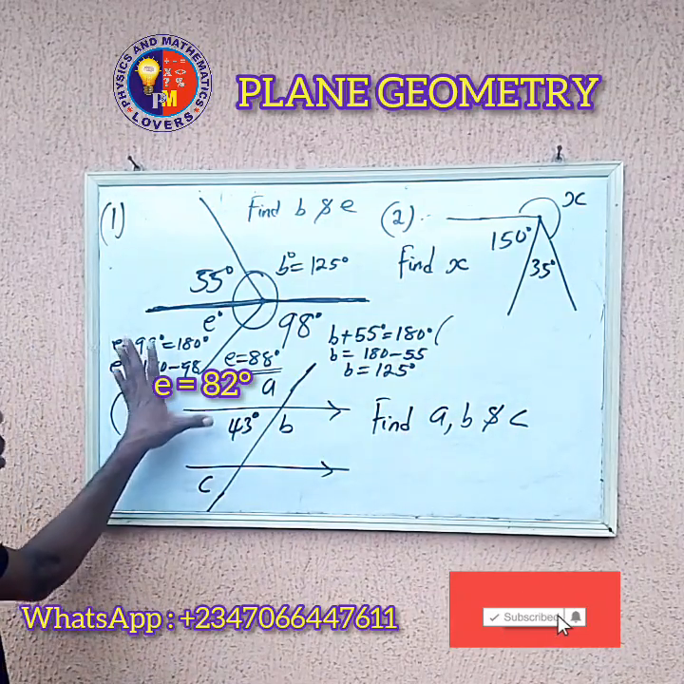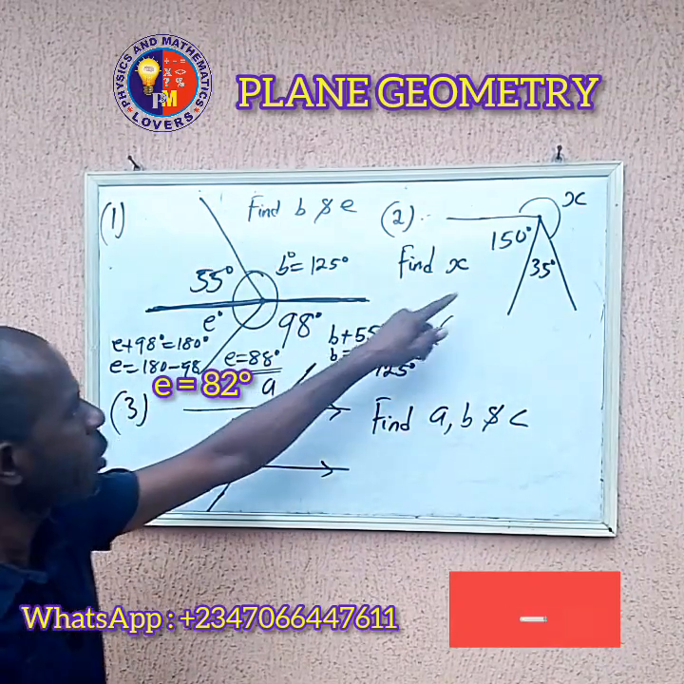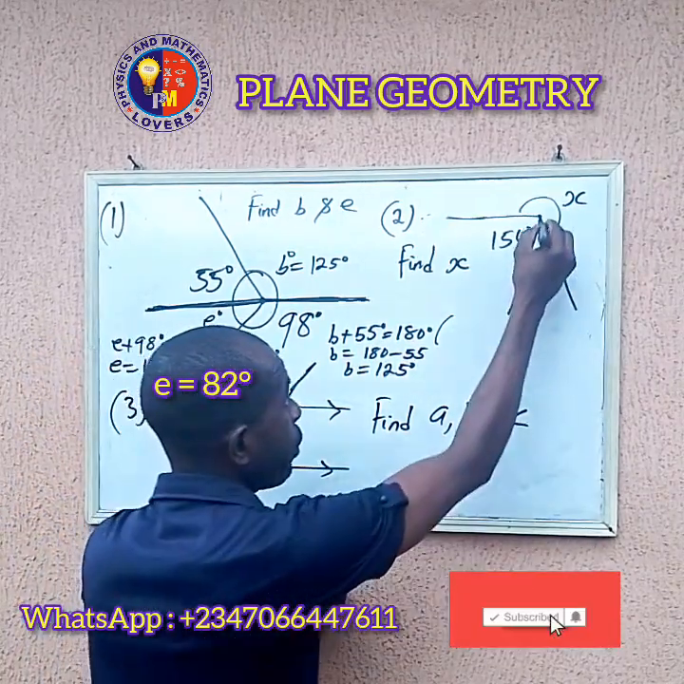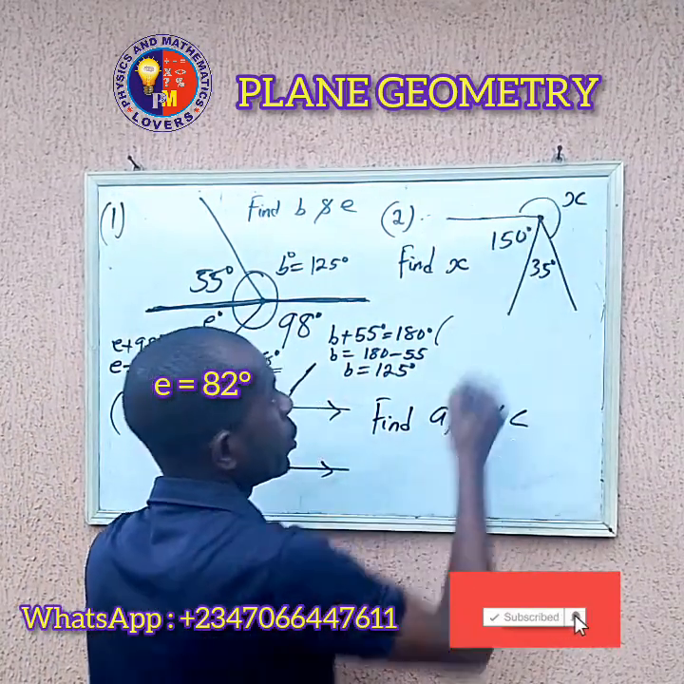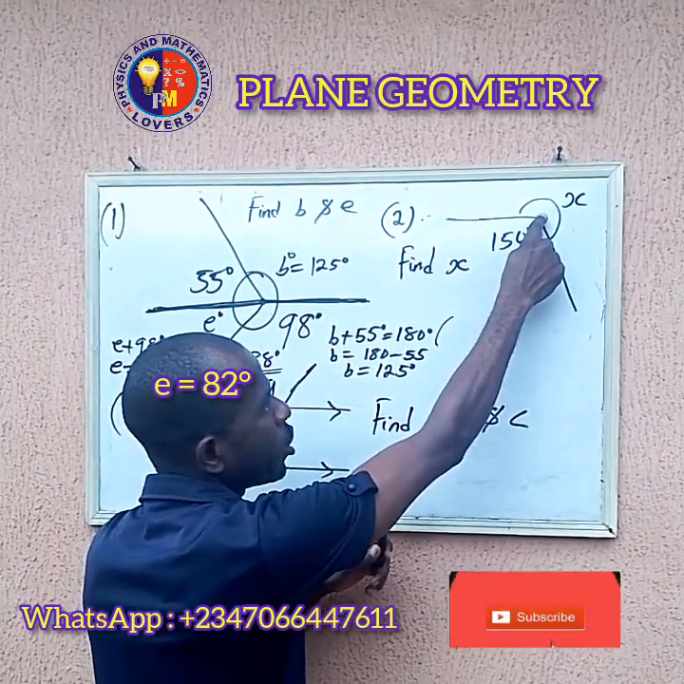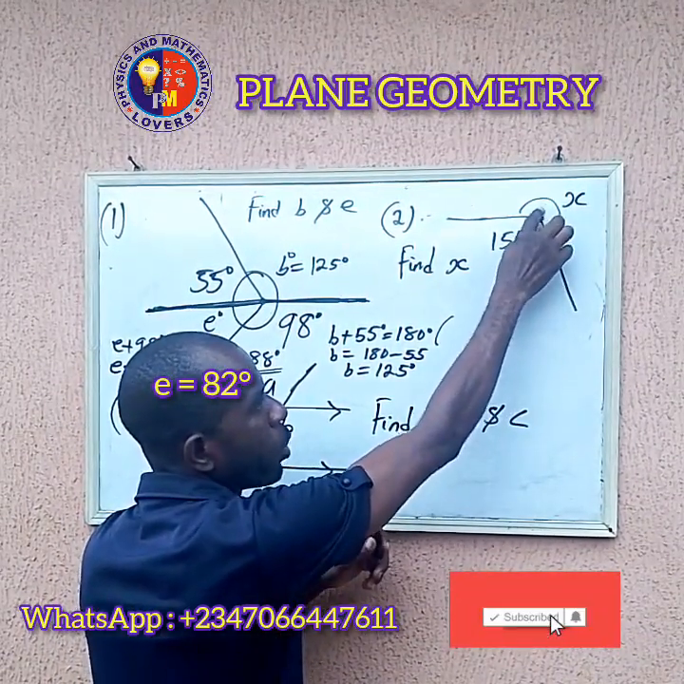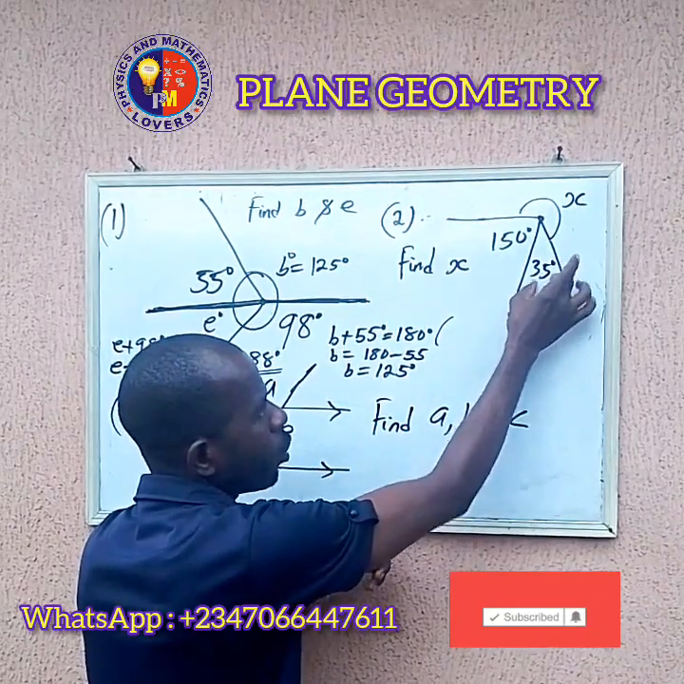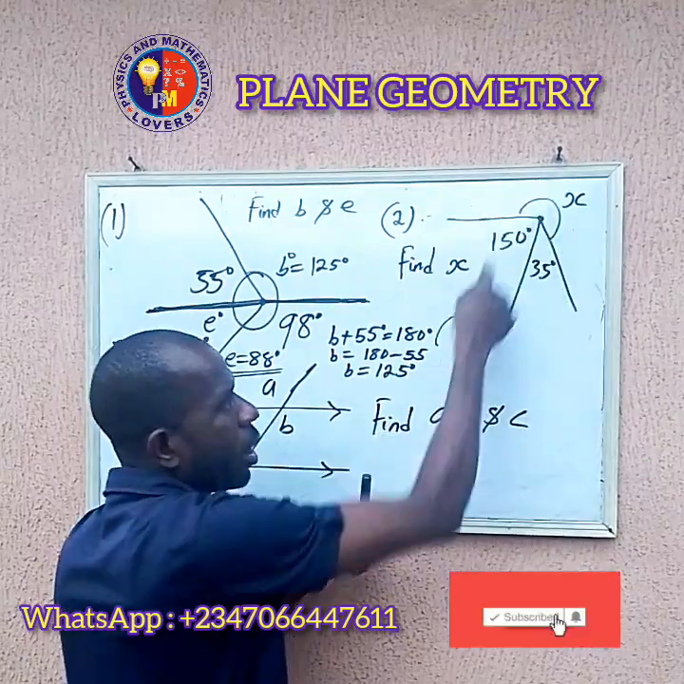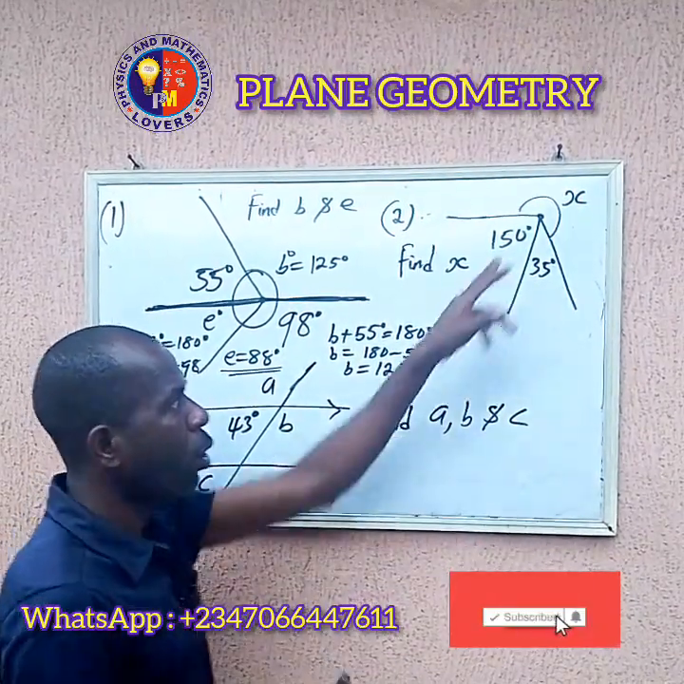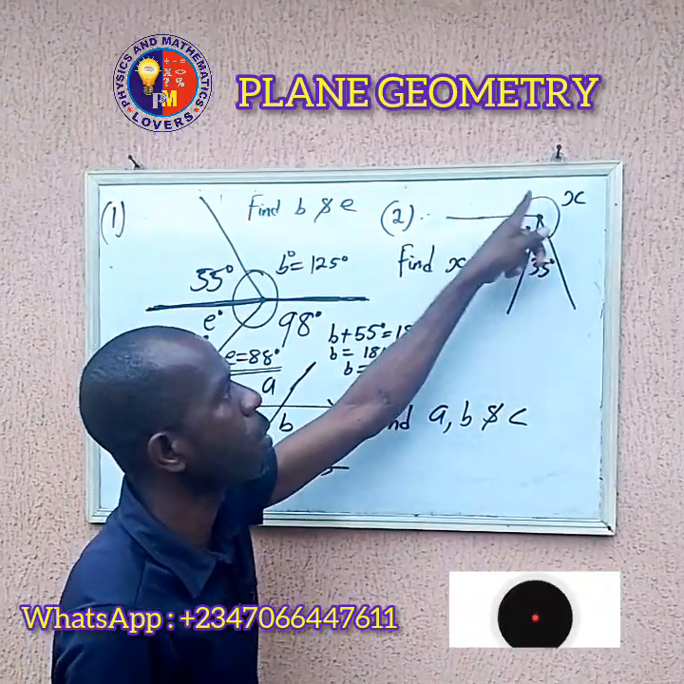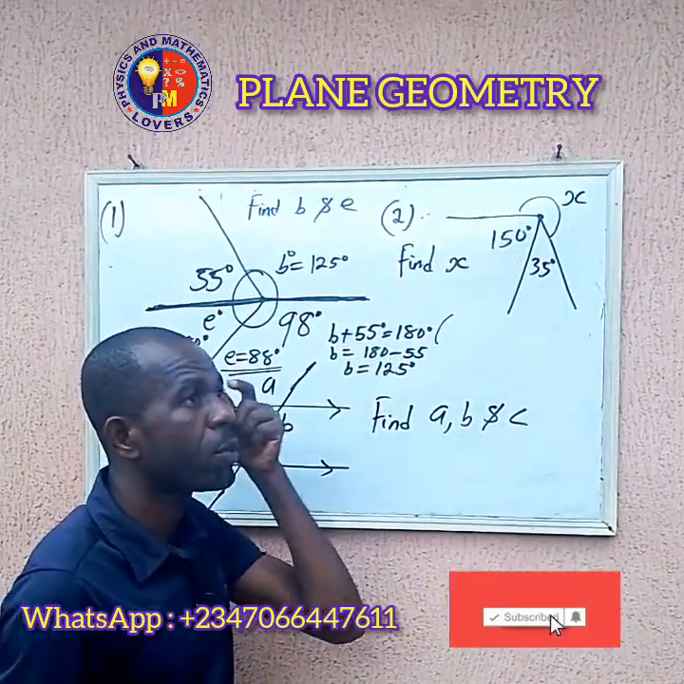All right. Now, let us move to number 2. We have solved that. Let us go to this number 2. If you look at this number 2 here, we have a point here. And at this point, we have angle 150. All of them are originating from this point. 35 degrees also originated from there. Then X here is the reflex angle or obtuse angle that we have there. Our calculation will tell us if X is going to be reflex or obtuse.